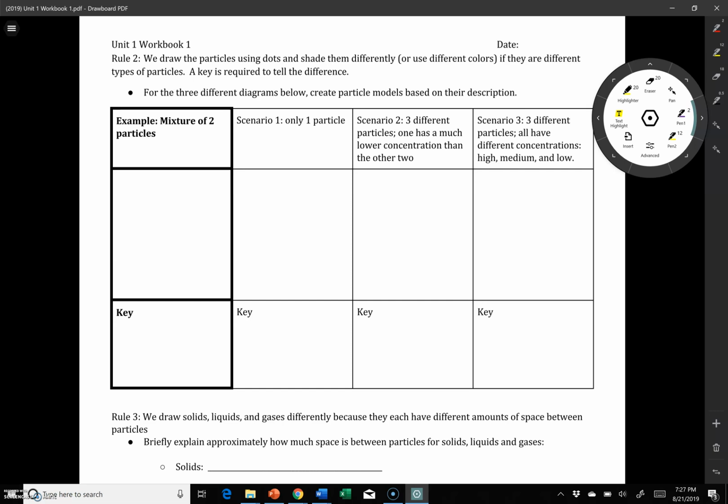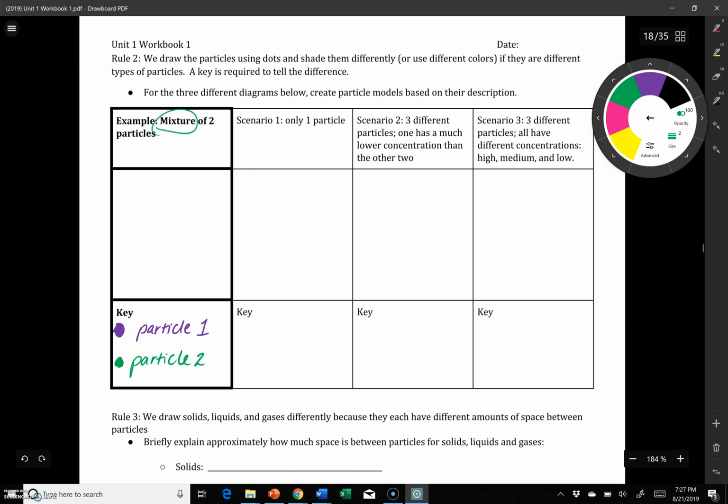Okay, so for our example, we have a mixture of 2 particles. So I'm going to assume that means 2 types of particles. So I'm going to have a purple one. I'm going to call that particle 1. And then I am going to change the color, and I'm going to call this particle 2.